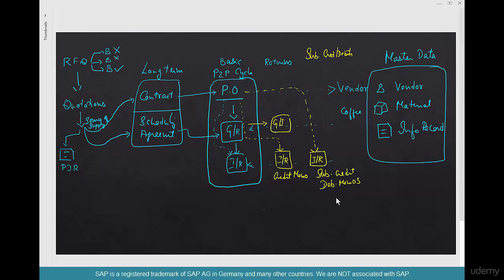So this is a summary of all the different transactions that we have seen so far and all the master data that we have understood so far.